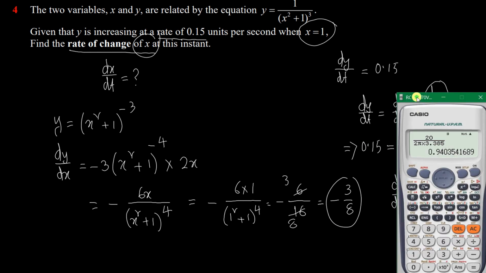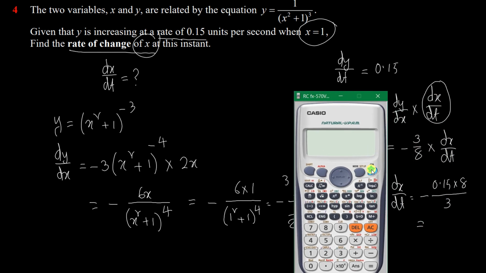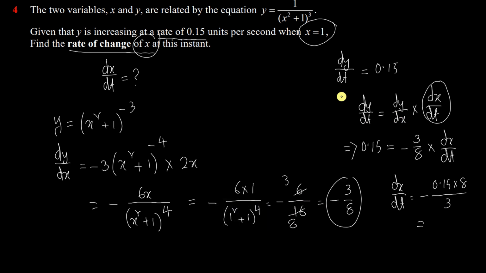Let me do it on the calculator. Negative 0.15 into 8 divided by 3, which is minus 0.4.